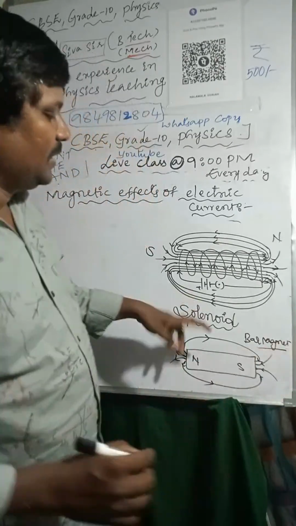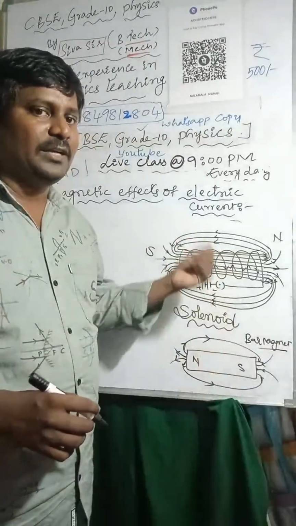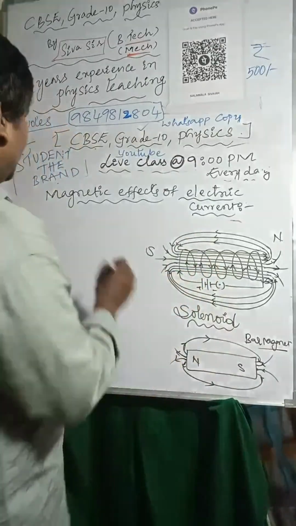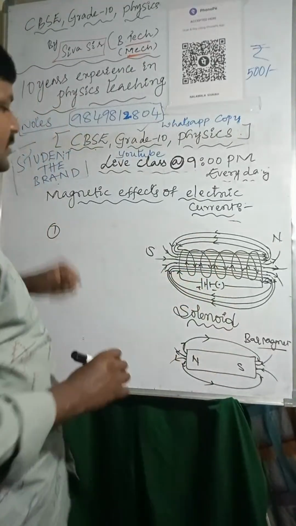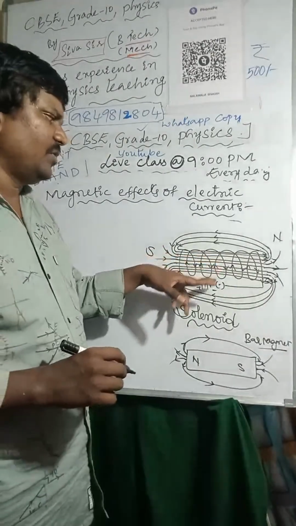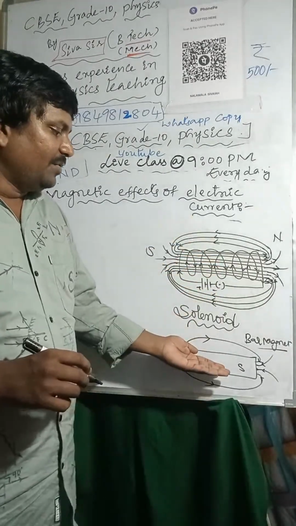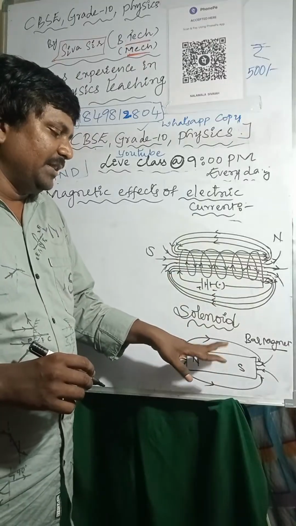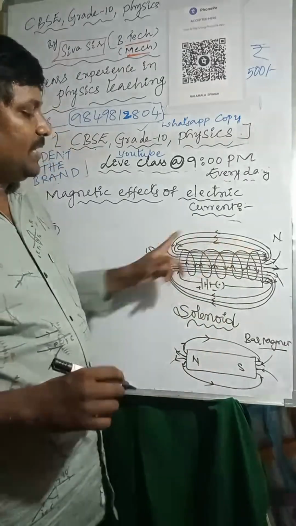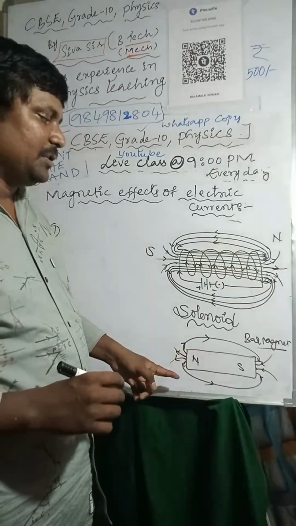The difference between solenoid and bar magnet. So the first point is, for a solenoid, a magnetic field will be there. For a bar magnet also a magnetic field will be there. And for a solenoid, poles are there. For a bar magnet also poles are there.